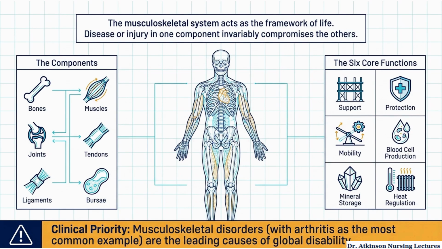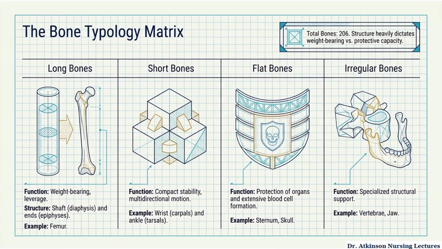Clinically, musculoskeletal disorders are the leading cause of disability worldwide, with arthritis at the top of the list. Most patients across the lifespan will have a musculoskeletal component to their care. The body has 206 bones, and shape determines function.